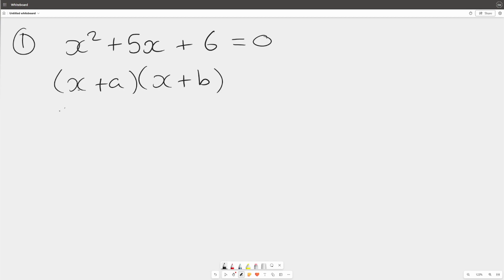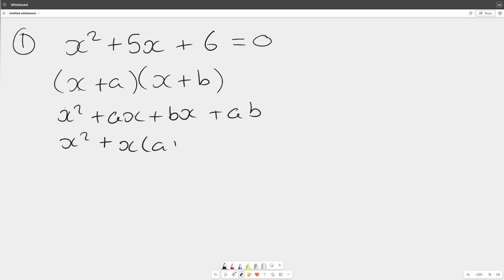So why do we want this? Well, if I expand this, I'm going to get x squared plus ax plus bx plus ab, which simplifies to x squared plus, and then I can factorise the x out of both of these. So it's x times (a plus b), and that is plus ab. So we are looking for two numbers, a and b, which will add to make 5 and multiply to make 6. And we can see as well here that it doesn't matter which is which, so it doesn't matter which of the numbers a is and which of the numbers b is, as they're both just added and multiplied here.